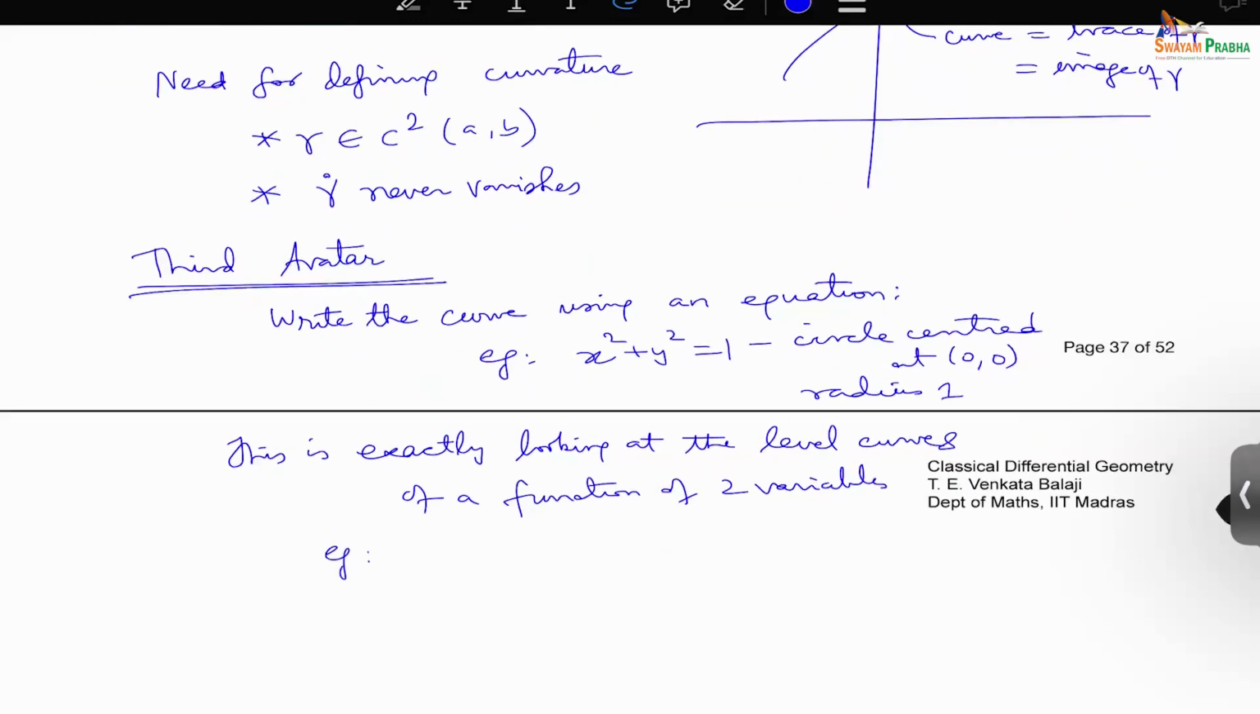Okay, example, you take f(x, y) is equal to x squared plus y squared. Okay, then this function f is going to go from R2 to R. Now you see the function has changed. Okay, you just see the way the curves are written.